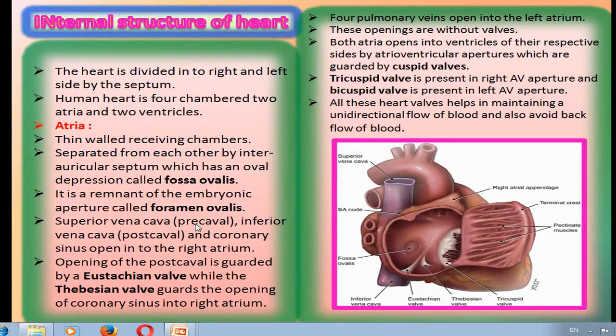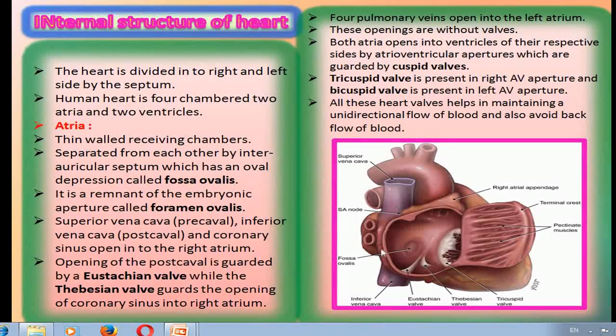The superior vena cava, which is also called the precaval, the inferior vena cava, which is also called the postcaval, and the coronary sinus open into the right atrium. See here in the figure, this is the superior vena cava, and this is the inferior vena cava. This is called the precaval and this is called the postcaval.